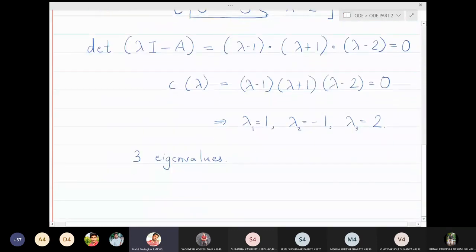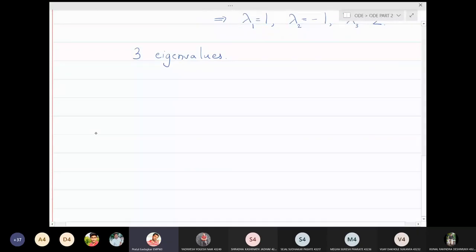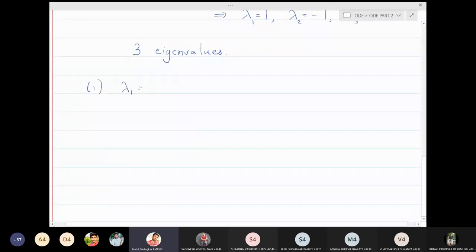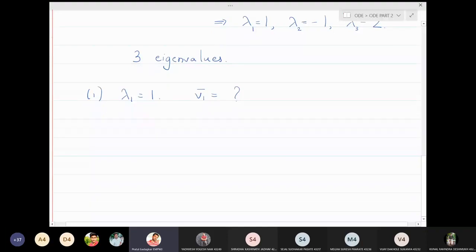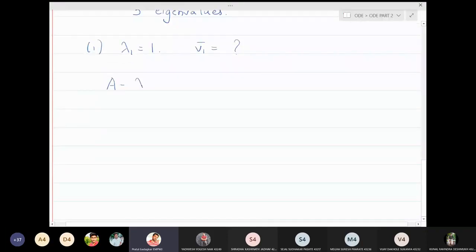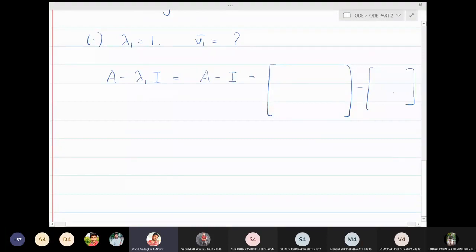Henceforward, for calculating the eigenvectors for these eigenvalues, you have to follow the same process as you followed in the 2 by 2 matrix case. So let me calculate the eigenvector for lambda 1. Lambda 1, the first eigenvalue, is 1, and we will calculate the first eigenvector. Now what is A minus lambda 1 I? Lambda 1 is 1, so this is A minus I, where I am subtracting 1 1 1 on the diagonal from A.